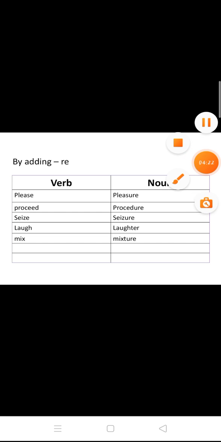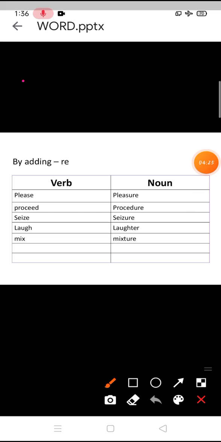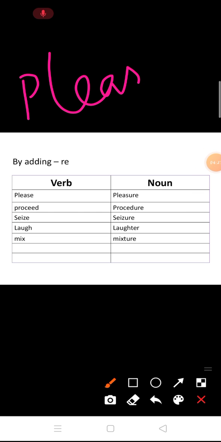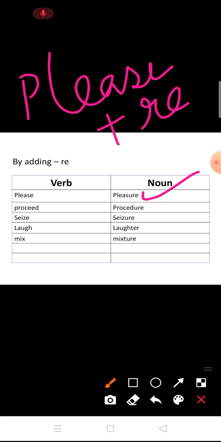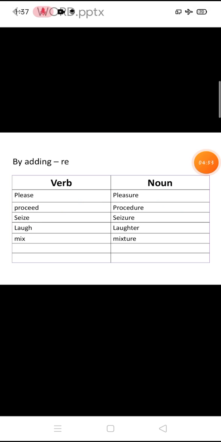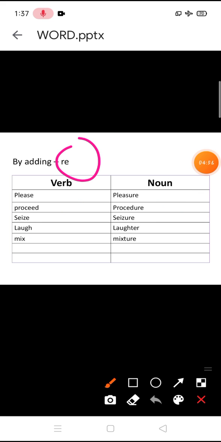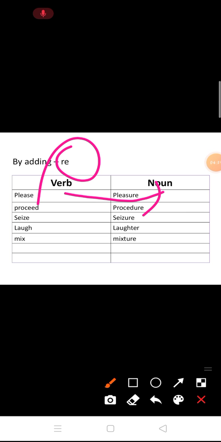Now, if we have to add RE, like we have the word please, but if we add RE as a suffix to this word, it will become pleasure. Proceed, with this we are going to add RE, it will become procedure. Seize will become seizure. Laugh will become laughter. Mix will become mixture. So this is how we add suffix. We add suffix to this and from a verb we get a noun.